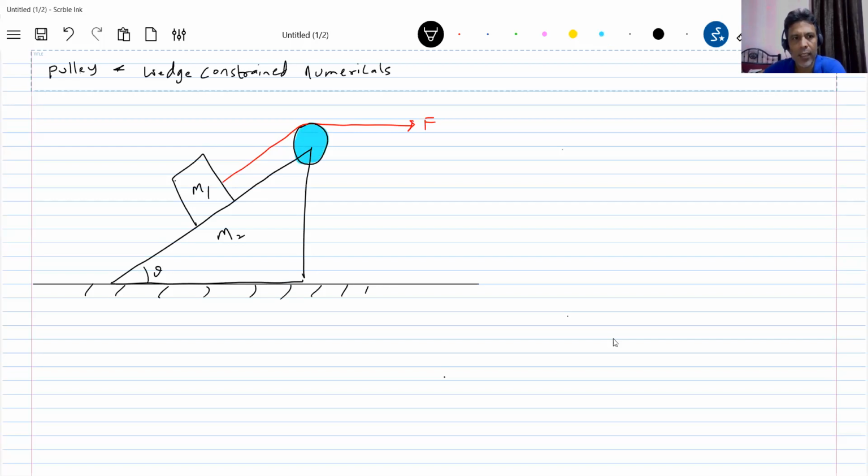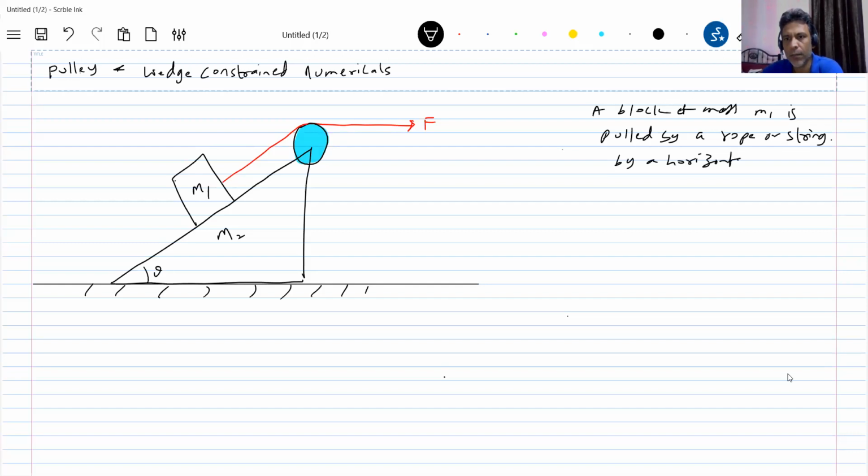You have to determine, find: a block of mass M1 is pulled by a rope or string by a horizontal force F. Find the acceleration of block and wedge.